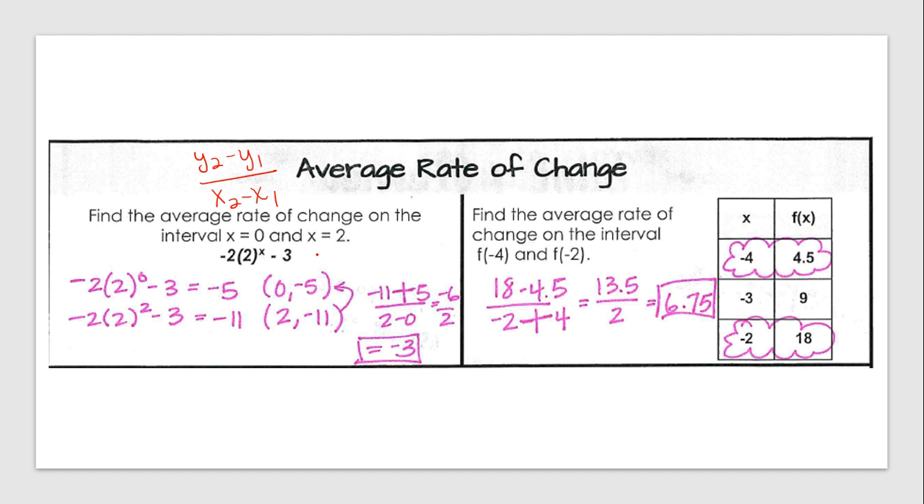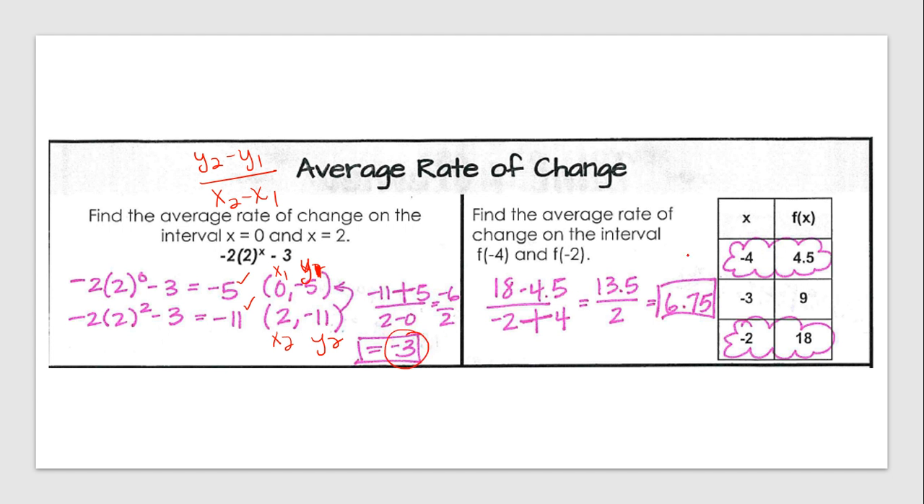You have to find your y values by plugging in your x's to get your y's, which we did right here. So here are my 2 points. So this would be my x1 and my y1, and then my x2 and my y2. And then we just used our slope formula. So -11 minus -5, that gave me a plus, and then 2 minus 0. It's -6 over 2, which is -3. That is my average rate of change.